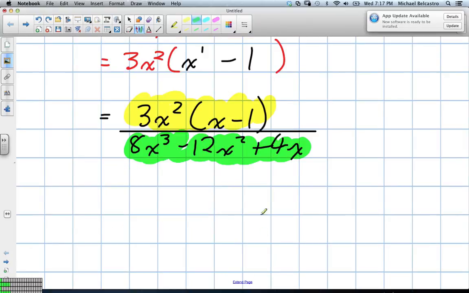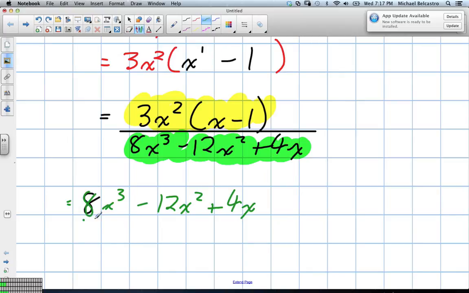We're now going to factor this part of the equation. So we take 8, you know what, I'll do it in green, so it kind of corresponds. 8x cubed minus 12x squared plus 4x. Well, the first thing we always do is look for a common factor. Can we take a common factor out of this?